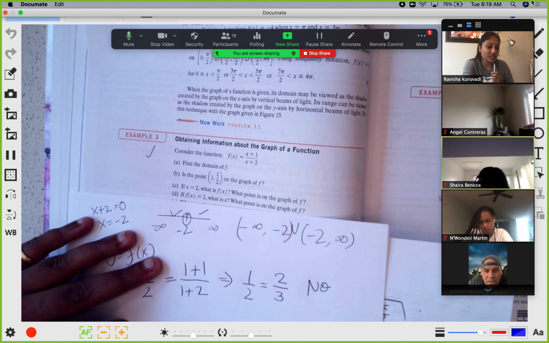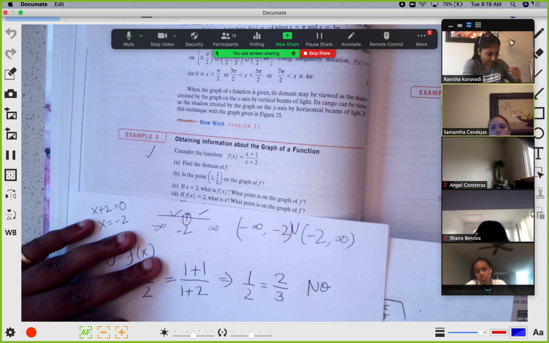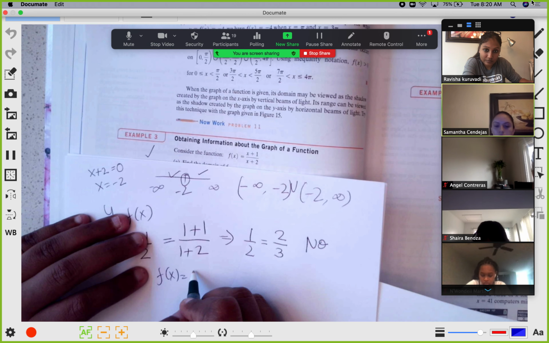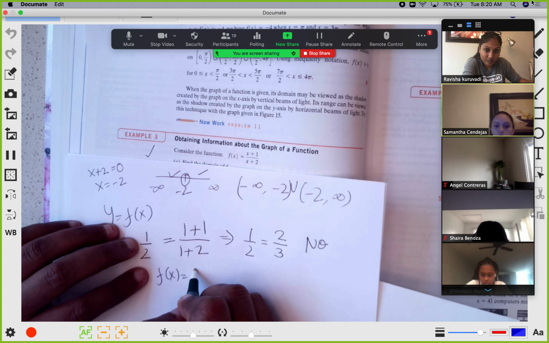Okay, if x is equal to 2, what is fx, how do you find that? You plug in the x. Yes, perfect. How do you do it? Fx is equal to what does it become? So you plug in x as 2, what do you get? F of x is equal to?